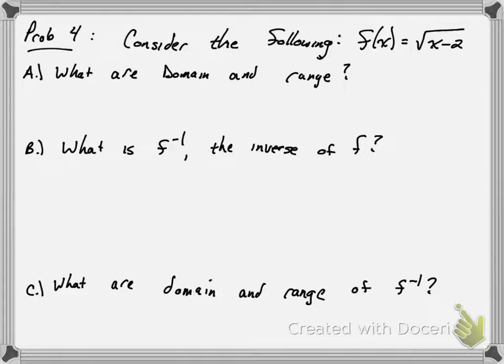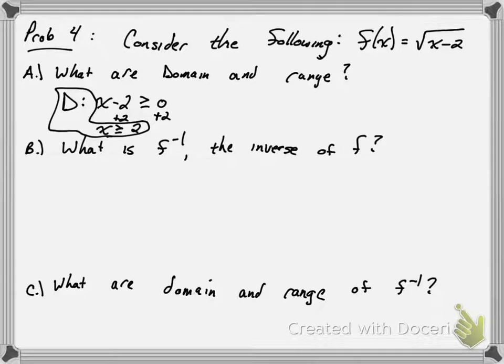Consider the following: f of x equals the square root of x minus 2. What are the domain and range? Well, again, we've talked about this. The domain, because there's a radical, I've got to take what's underneath it and set it greater than or equal to 0. Why? Because you can't have anything less than 0 in the radical. So add 2. My domain is x greater than or equal to 2.